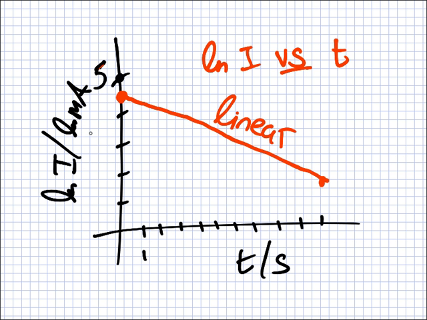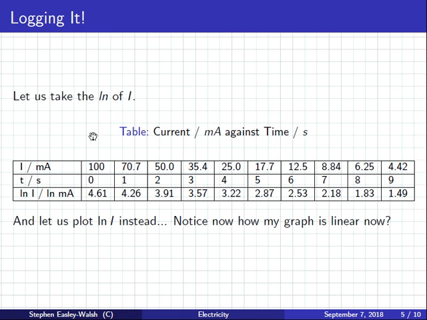Now, notice how it's linear. In the exam, they're going to give us, for example, the table first, and you have to calculate the log I on your calculator. How? You have a LN button on your calculator. Well, we're going to get to tau now.